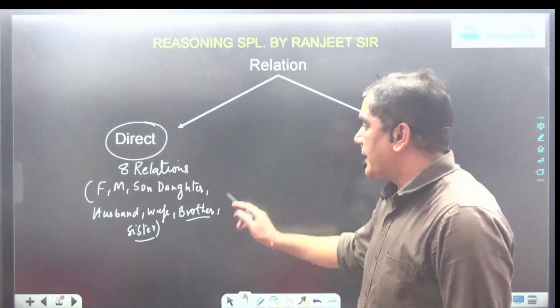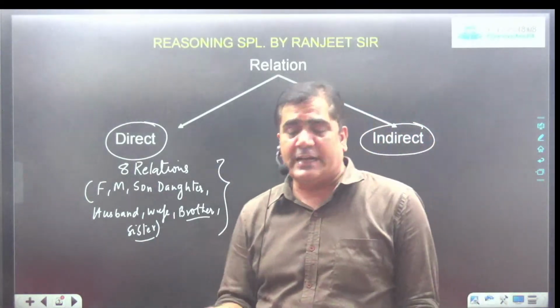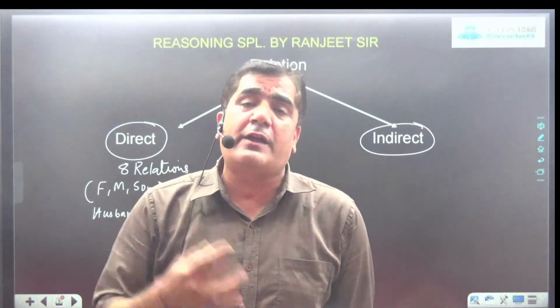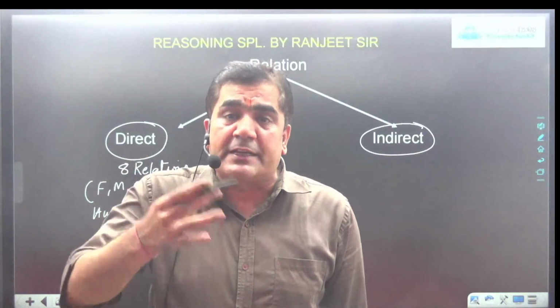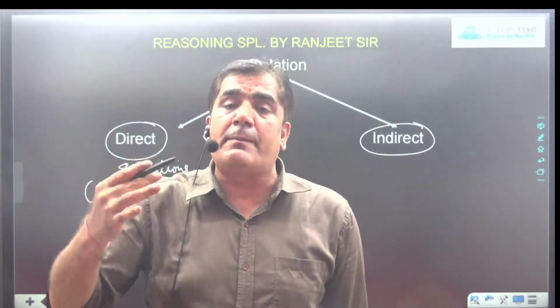Okay, so these are called direct relations. What is called indirect? Let's talk about me and my uncle. Who is called uncle? Uncle will be my father's brother. My father's brother will be my uncle.